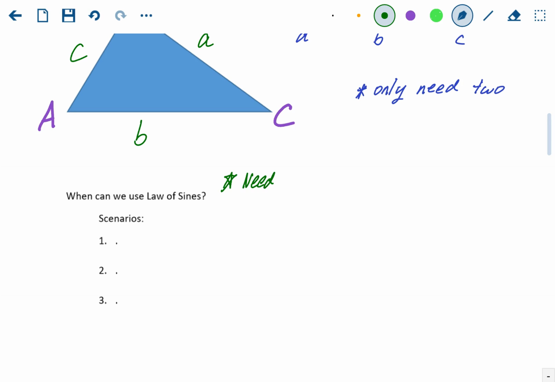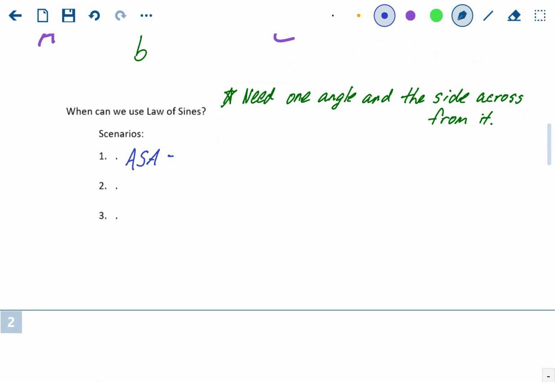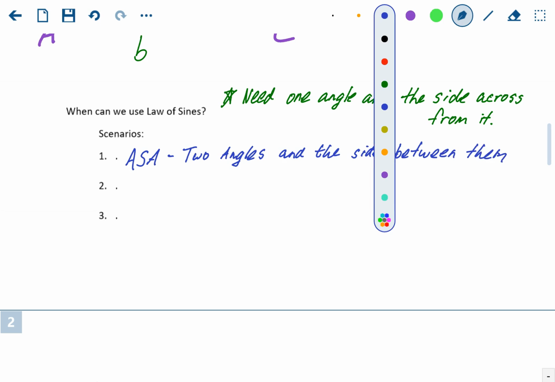Okay. So what scenarios can we use law of sines? Well, you always need one angle and the side across from it. Okay, so if you have an angle and you know the side across from it, you could probably use law of sines. Okay. So these scenarios you'll remember from geometry rules. The first one is angle side angle, okay, which means that you have two angles and you know the side that's between those two angles. Okay. So angle side angle is scenario one.